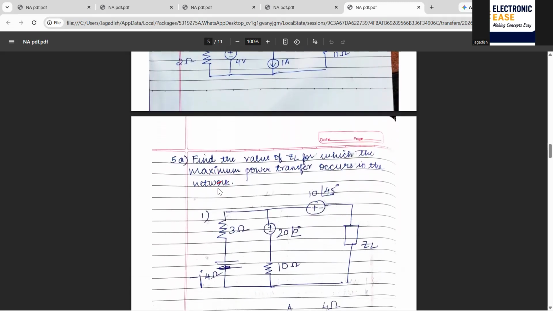So find the value of ZL for which the maximum power transfer occurs in the network. So this maximum power transfer is very much important. So I forgot to tell. So the maximum power transfer theorem is also there. So from this also there is a question. So Millman, Norton and maximum power transfer theorem are also important. So use that maximum power transfer theorem.